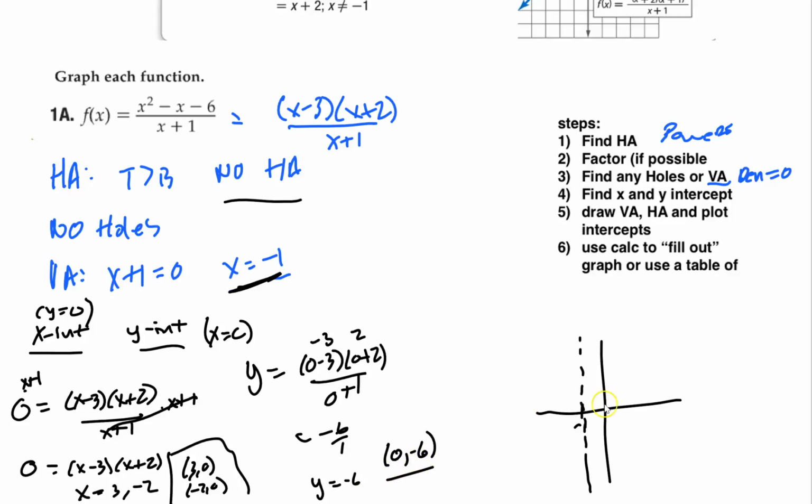I have a y-intercept at 0, negative 6, so like let's say 1, 2, 3, 4, 5, 6. I have x-intercepts at 3 and negative 2, so 1, 2, 3, and negative 2. So I have something like that going. So how do I fill out the rest of this?